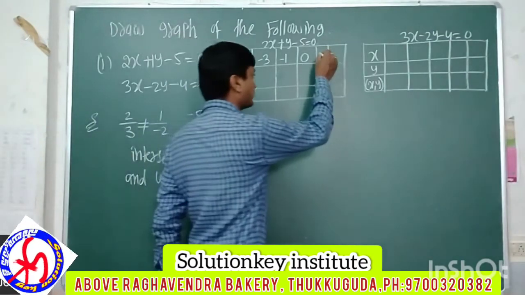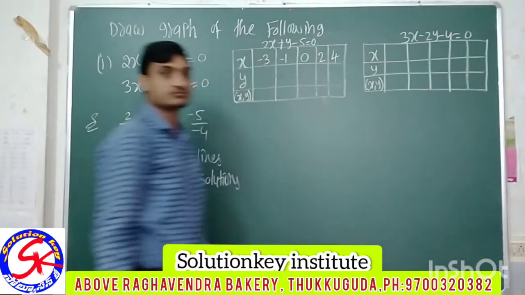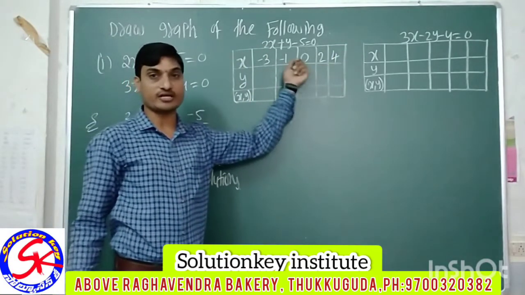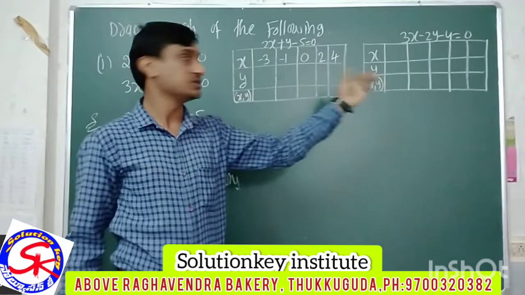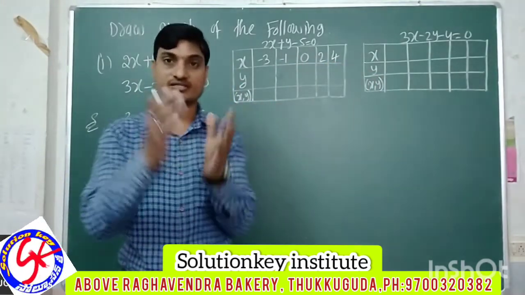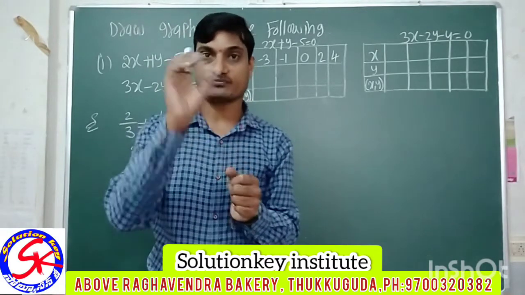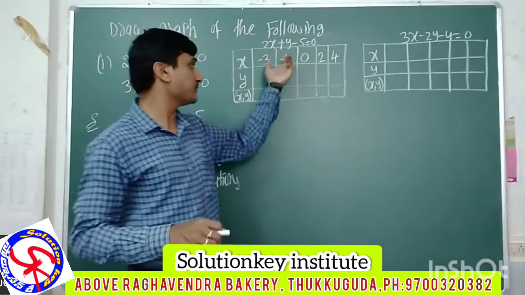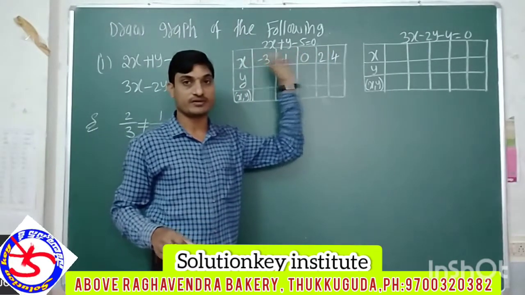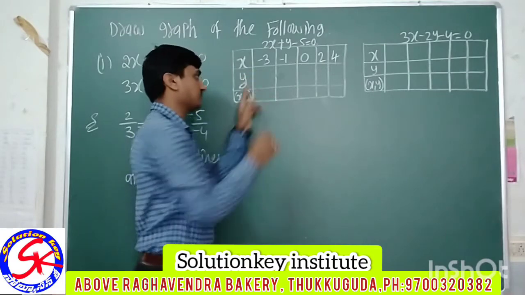And here also I am taking some values, 2 and 4. I am not taking them in order like 0, minus 1, minus 2, 1, 2. You are taking some integer numbers randomly. In those numbers, I am filling the x box. Then, how to fill the y?